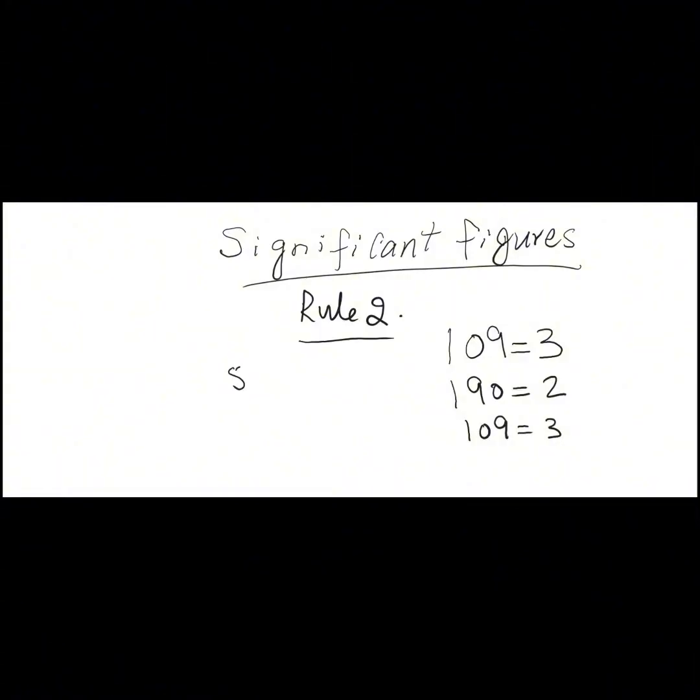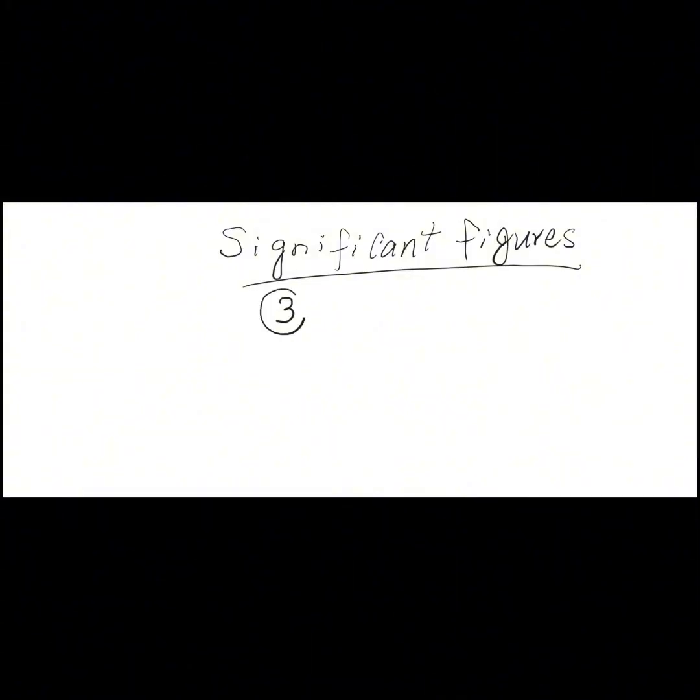Another example, 5004. How many significant figures? Now you see these zeros are in between 5 and 4. Therefore, they would be considered as significant figures, and they would be 1, 2, 3, 4, 5, 5 significant figures. 4005, 1, 2, 3, 4, 4 significant figures. This is rule number 2. Make sense? Rule number 3.